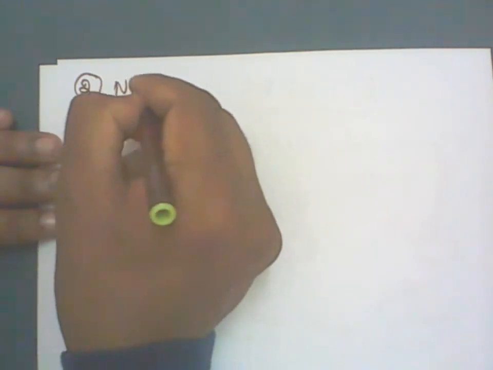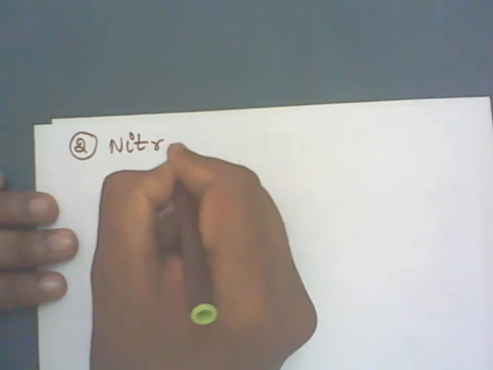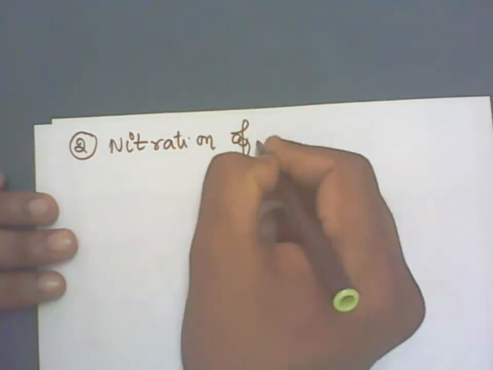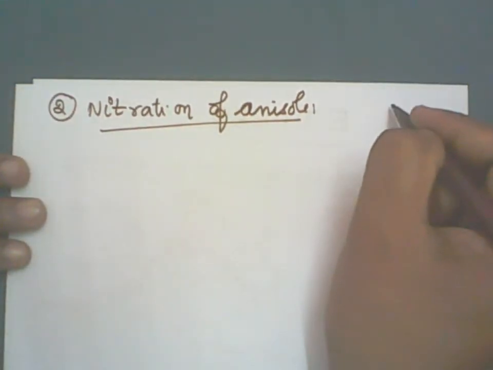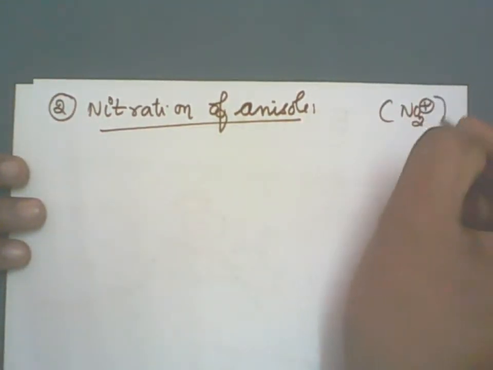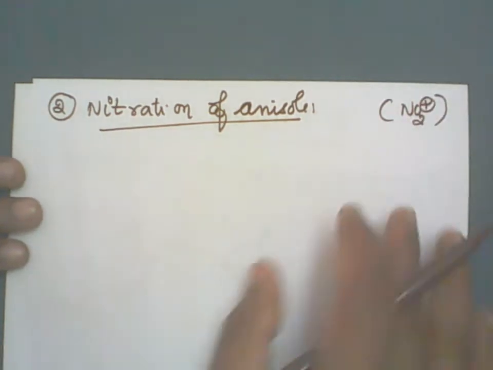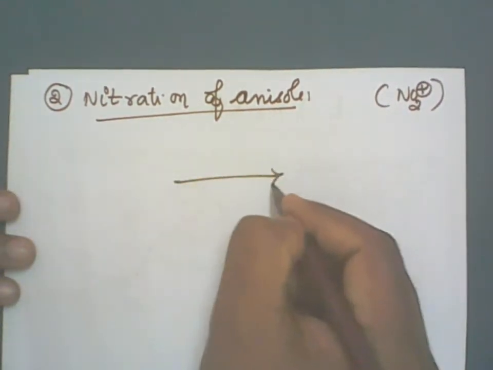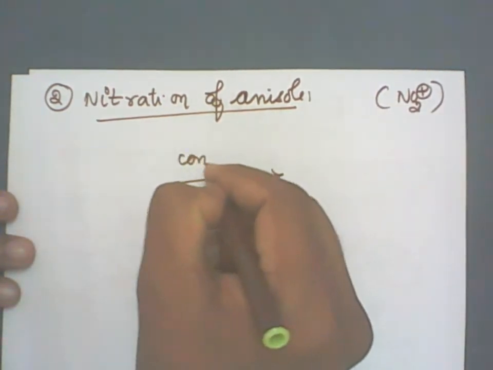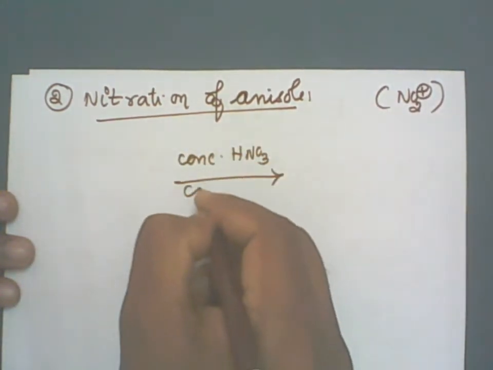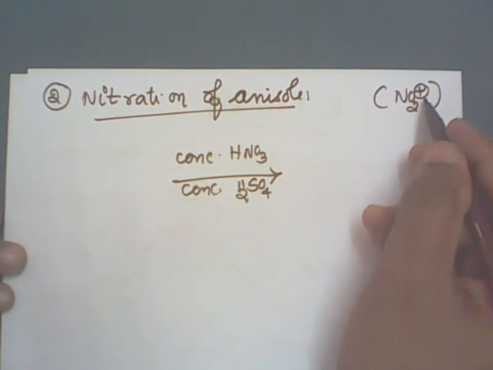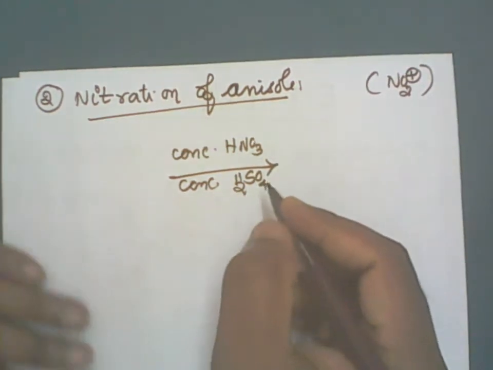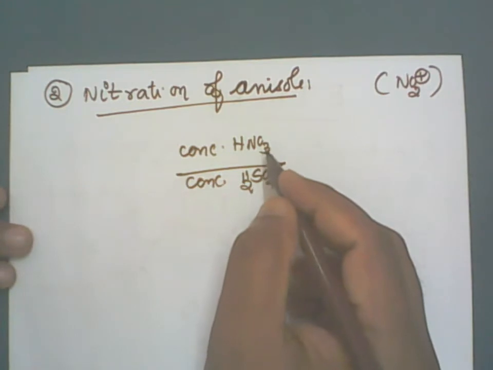So the second reaction we are going for is the nitration reaction, the nitration of anisole. What do you mean by nitration? Nitration means you have to introduce an NO2 group, that is NO2 plus. The electrophile is NO2 plus. For that, what do you require? To produce NO2 plus, the nitronium ion, we require concentrated nitric acid and concentrated sulfuric acid. Sulfuric acid also acts as the catalyst to remove the water molecule. This is also known as the nitrating mixture.